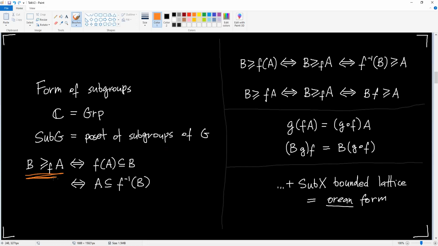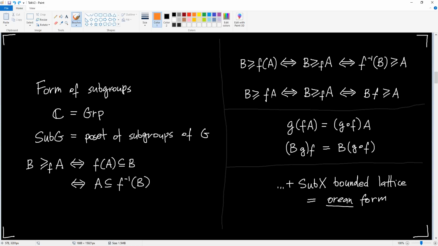And the relation is the one that we hinted on before. So B is bigger or equal to A according to F when F of A is included in B, or equivalently when A is included in the inverse image of B along F.